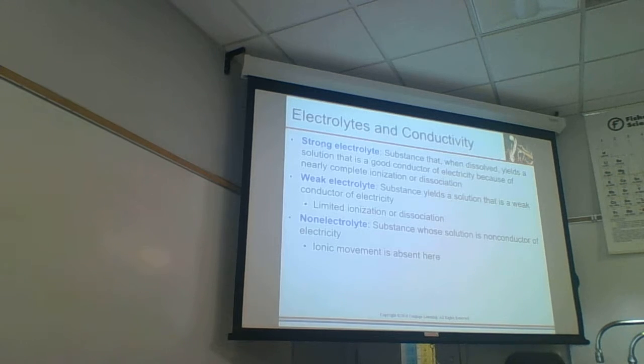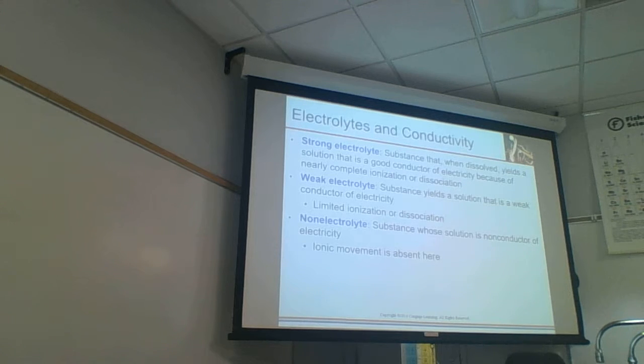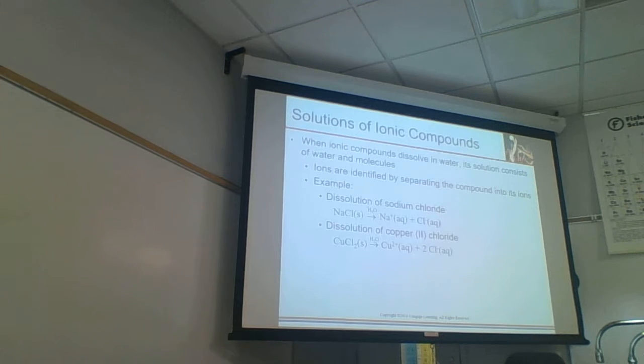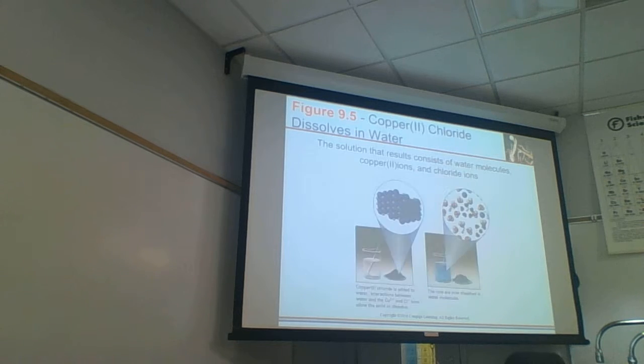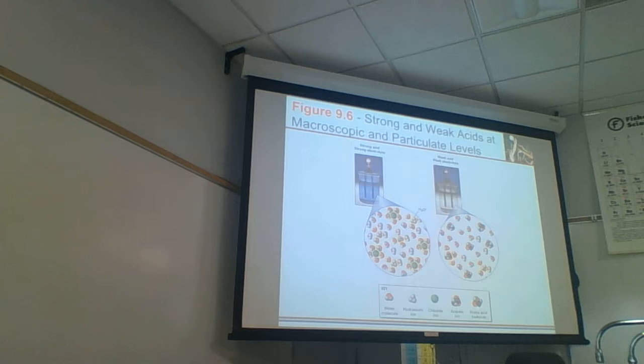And so all you need are these key words. Strong is complete, weak is partial, non is none. That's all, just those key words. You don't have to write the whole definition. None. Complete, partial, none. Not at all. So the situation is, we gotta know if it dissolves or not.